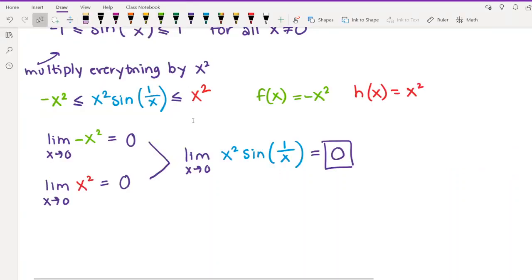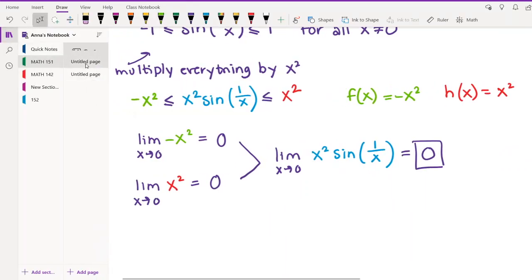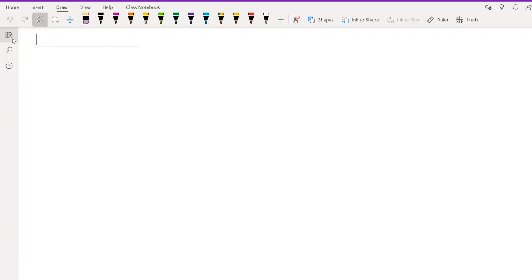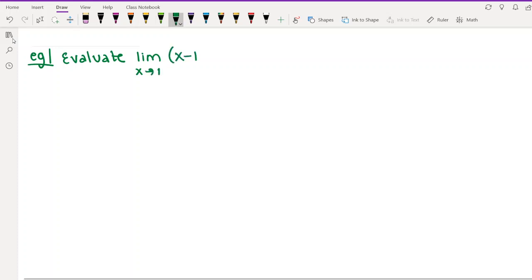Okay, so we're going to do another example. So this example, we're going to do the limit as x approaches 1 of (x minus 1) squared times cosine of 1 over (x minus 1) plus 5x.